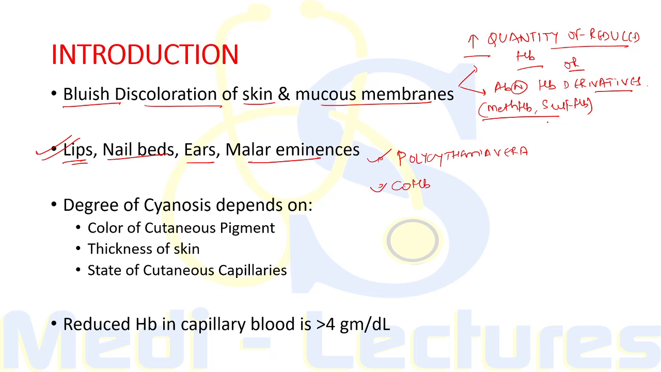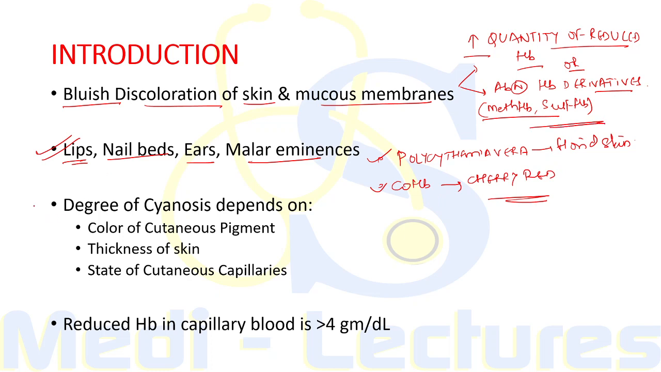Now, polycythemia vera is characterized by florid skin color, which is due to increased amount of hemoglobin, whereas carboxyhemoglobin has cherry red skin color. So, these should be differentiated from cyanosis.